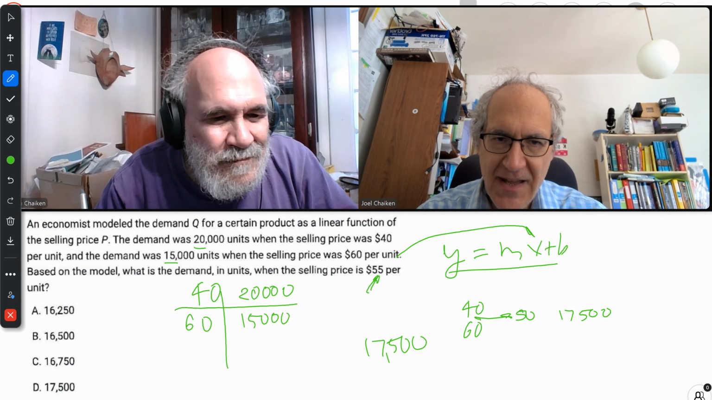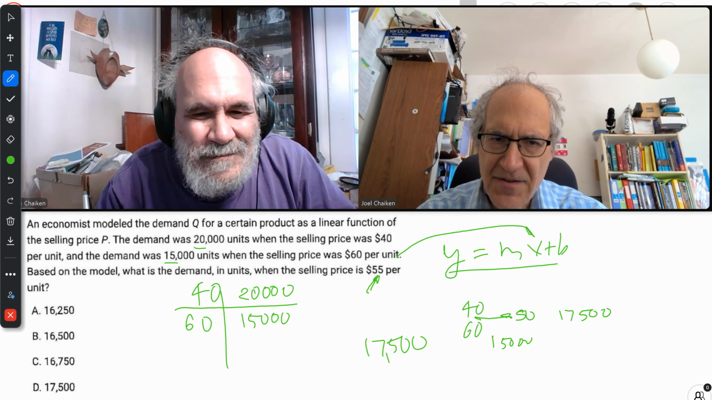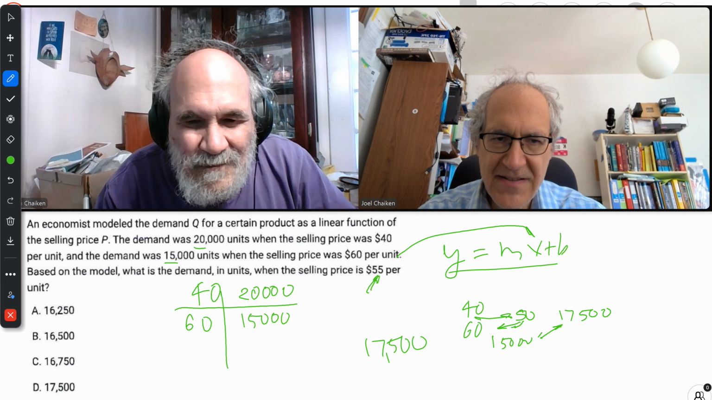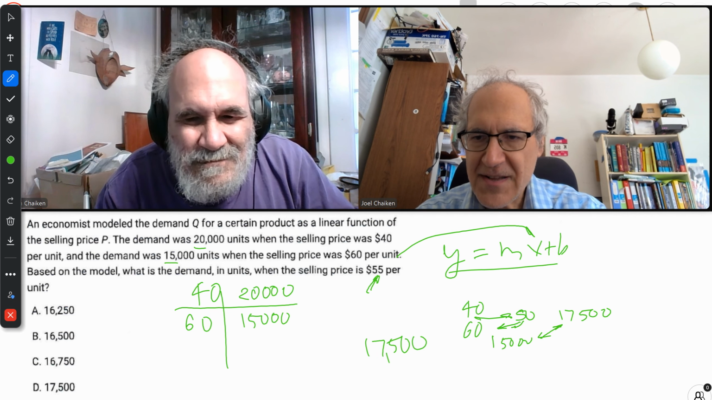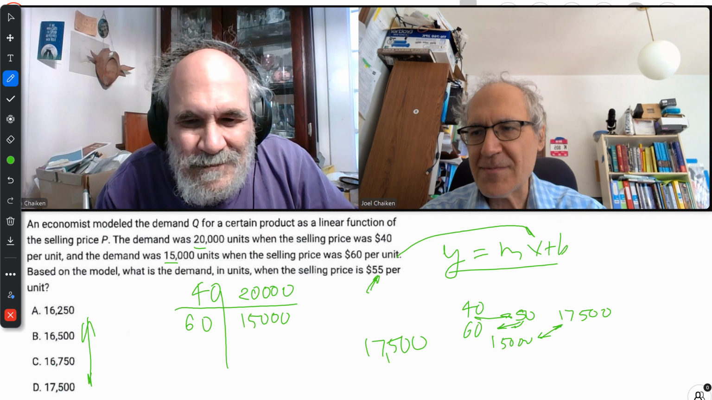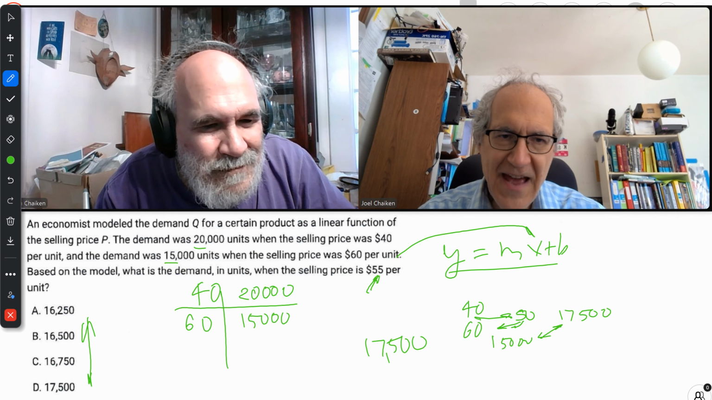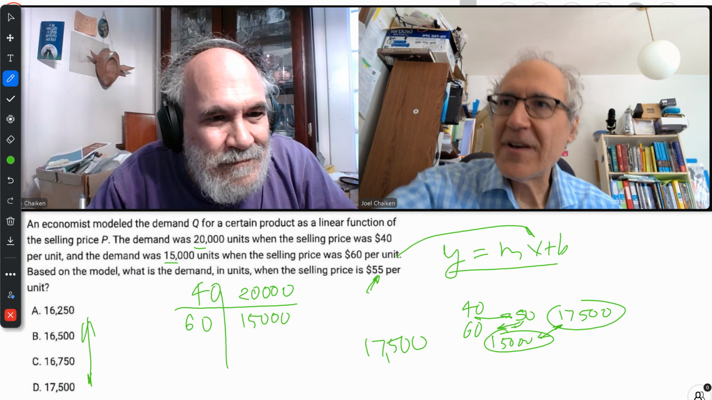You could do it this way. And this 60 is 15,000. So the 55 is in between the 50 and the 60, so it's the average of these two numbers. Don't even bother looking at anything else. They're close to each other, right? You just average these two numbers, and that's the answer. That's not a bad way to go.